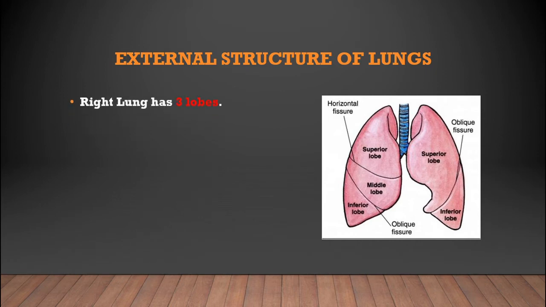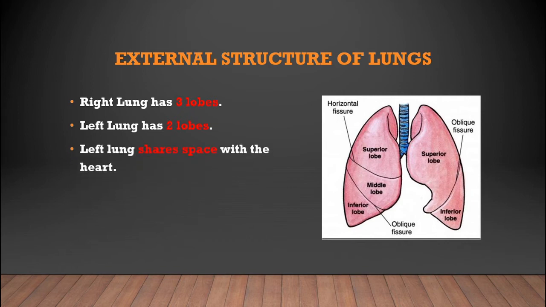So the right lung has 3 lobes, namely the superior lobe, middle lobe and inferior lobe, and the left lung has 2 lobes, namely the superior lobe and the inferior lobe. Why does the left lung have 2 lobes and the right lung have 3 lobes? Because the left lung shares the space with the heart. That's why it is smaller than the right lung.